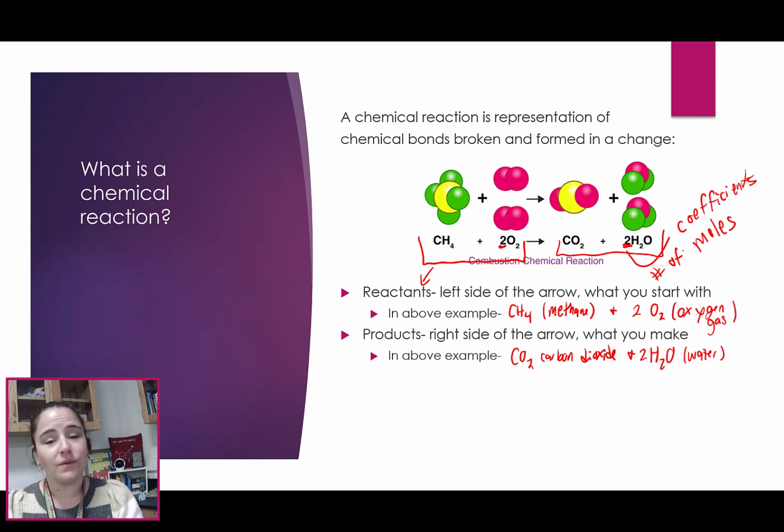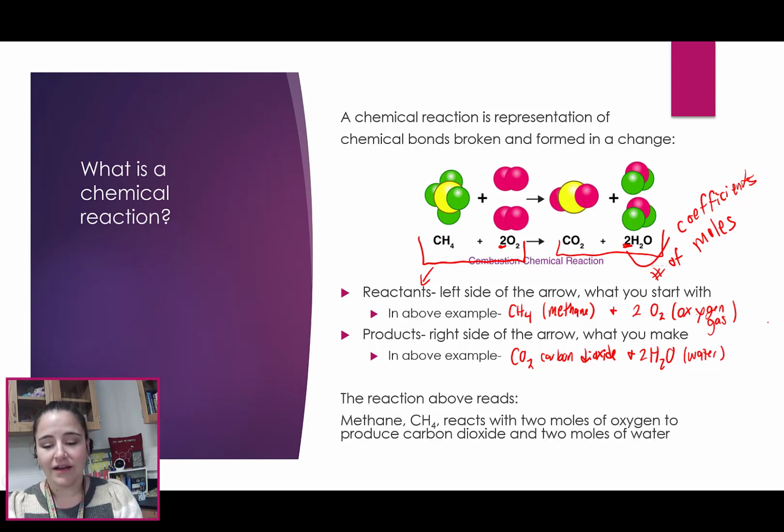So this reaction would read that the methane, there's an invisible one there. Okay? If there's no coefficient, there's an invisible one. Chemists don't like to write ones. So it reads 1 mole of methane reacts with 2 moles of oxygen to produce carbon dioxide and 2 moles of water. Okay, cool? Okay, cool.